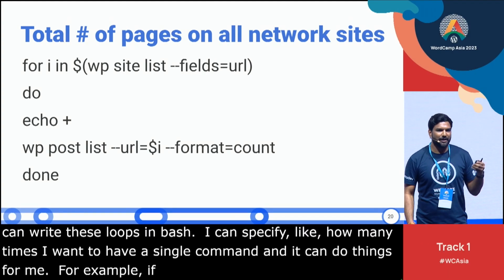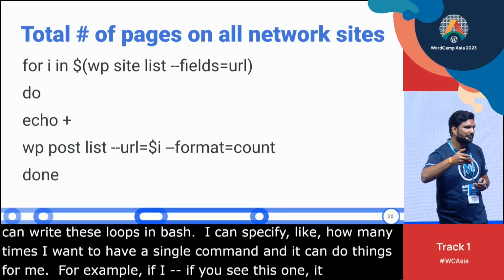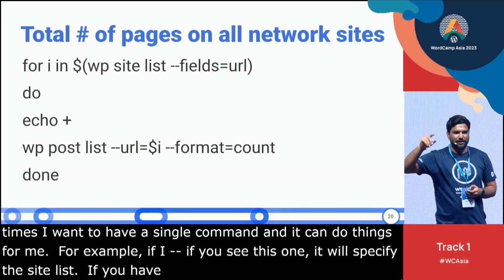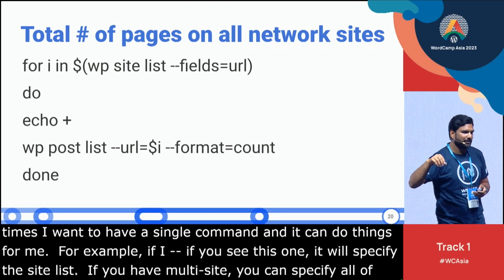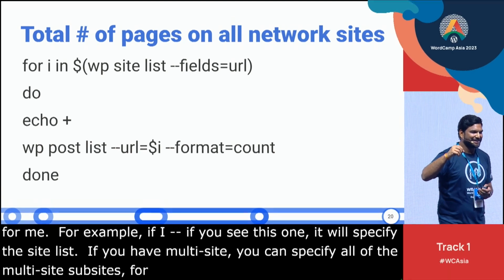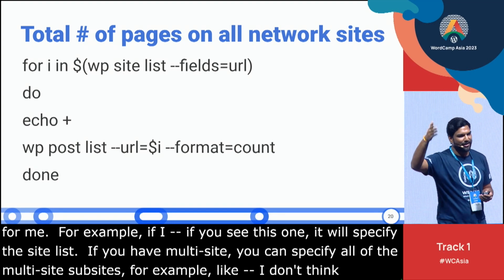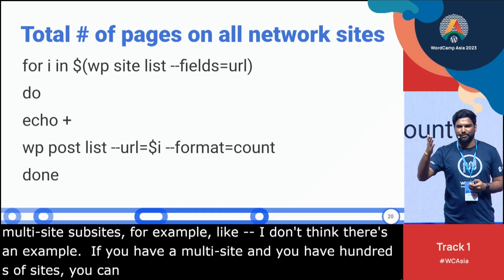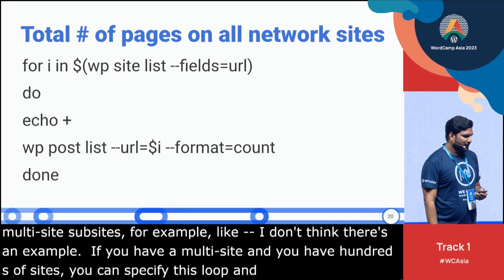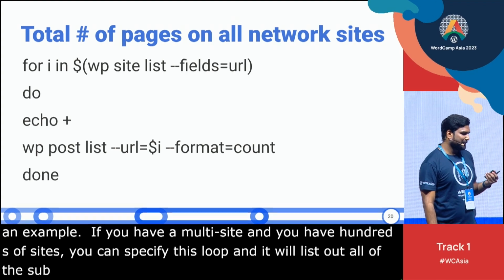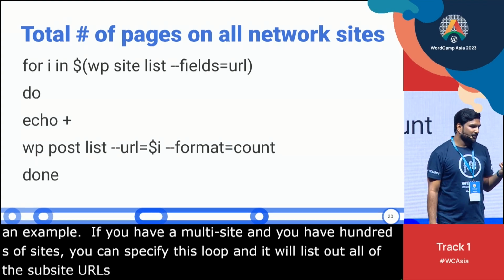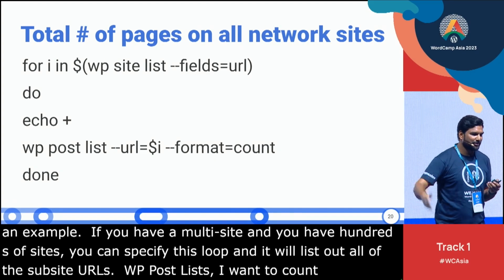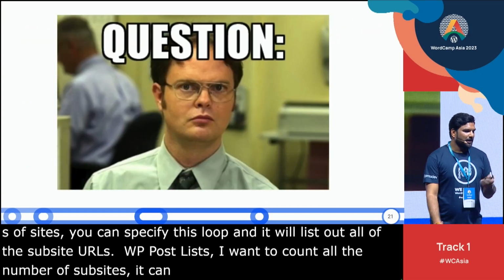If you see this one, it will specify the site list. For example, if you have multisite, you can specify all of the sub-sites. I don't think there's an example here, but if you have a multisite with hundreds of sites, you can use this for loop, and it will list down all of the sub-site URLs. And the WP post list command with this format count. So for example, I want to count the number of sub-sites, so it can just count them, and it will just give the number.